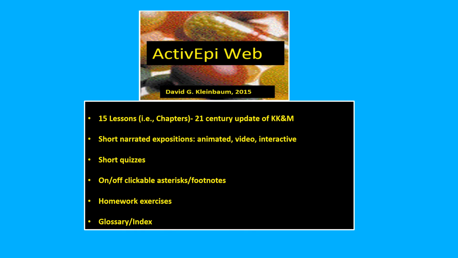Now, I want to say one last thing about Active Epi, which is that, again, Active Epi is a website. It's electronic. It involves 15 lessons or chapters. It's a 21st century update of the textbook that I wrote with Larry Cooper and Hal Morgenstern in 1982, sometimes abbreviated as KK&M. It has short narrated expositions, animated, video, interactive. There are short quizzes. There are on and off clickable asterisks or footnotes. There are homework exercises, and there's a glossary and index.